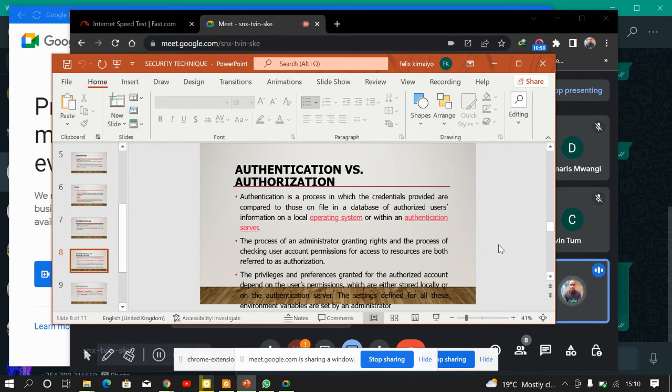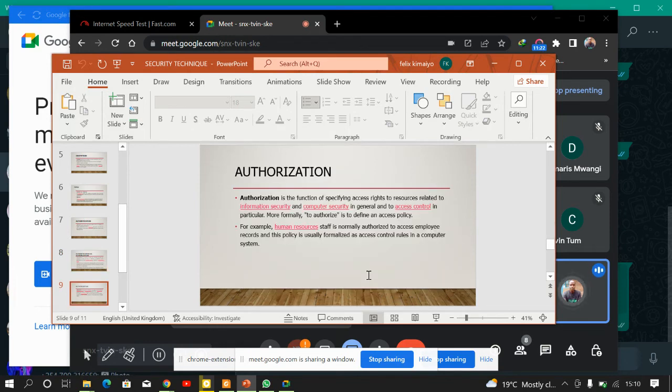Authorization is a way of granting access or giving rights to a person. You may be authenticated to log in, but not given rights to view, maybe, finance in an institution, but you can view maybe a faculty or department. You're not allowed to access everything on the website or wherever you are.